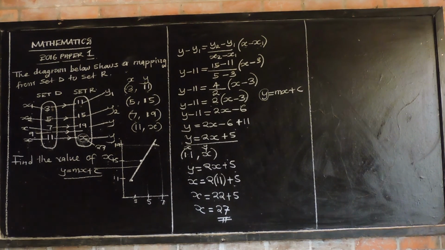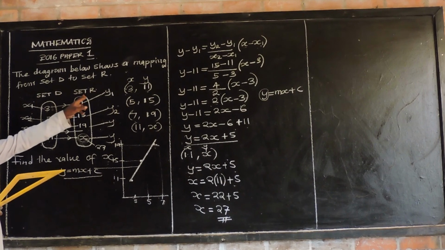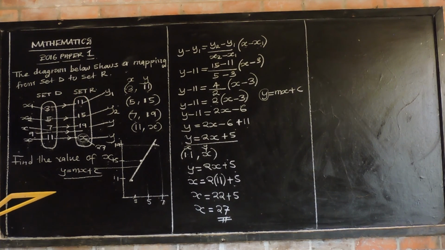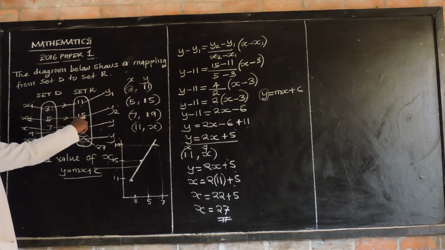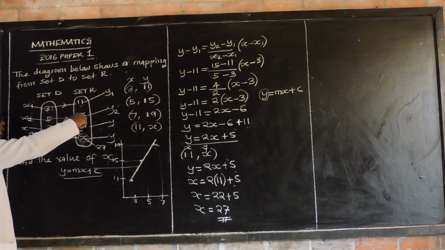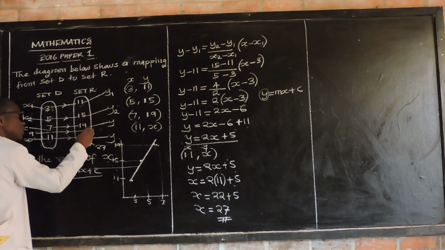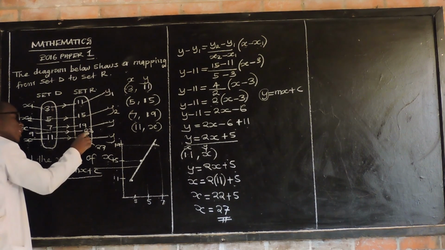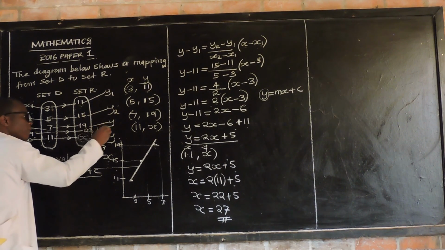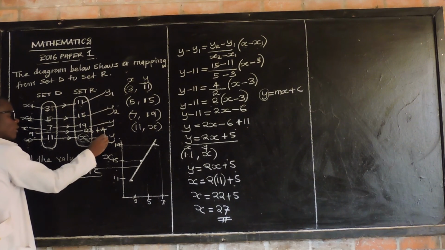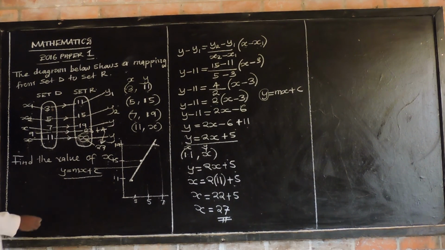What about set R? In this case, they are adding 4 to each number. So 11 plus 4 is 15, 15 plus 4 is 19, 19 plus 4 is 23. So we're supposed to have 23 here. Then 23 plus 4, you get 27, which is our answer, which is our x. So the value of x is 27.